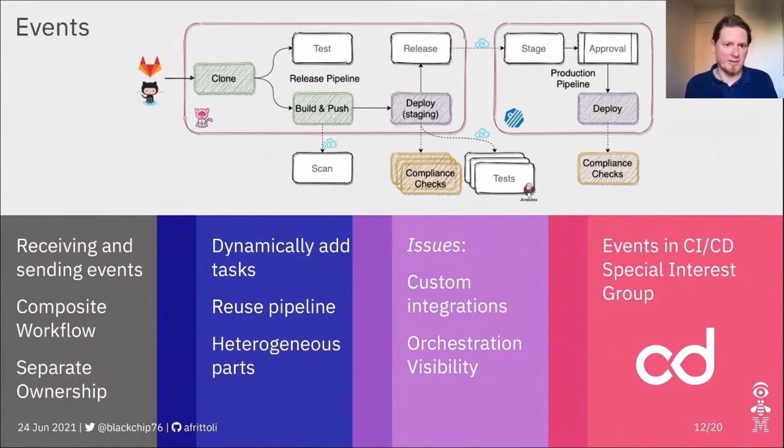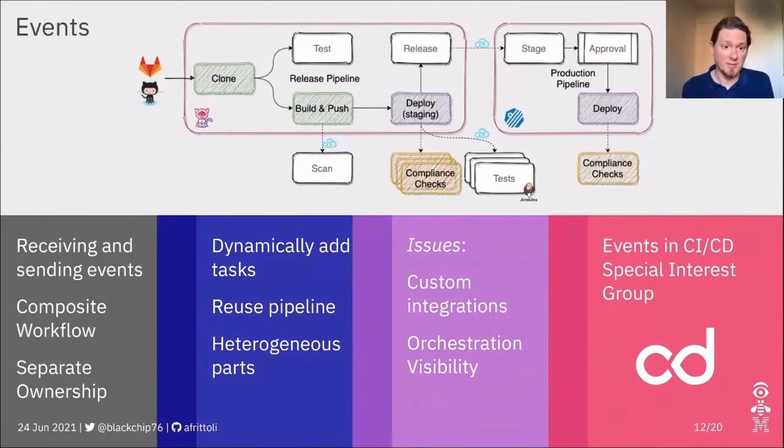So now that we discussed our input and outputs of events capabilities in Tekton, let's have a look at our initial pipeline again. We could split it down in a kind of composite workflow that allows for separate ownership of the different parts. So you could have a team that handles the production environment, that takes care of the pipeline on the right-hand side, which is using Tekton as a platform.